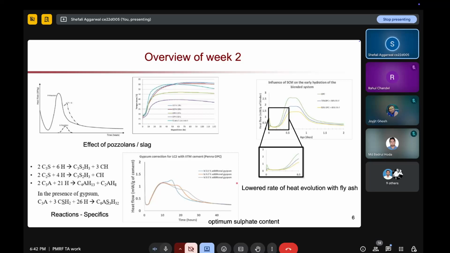This is actually called the optimum sulfate content. So how do we optimize the sulfate content in our cement? We can do it by adding extra gypsum, which will decrease the second peak. And when we get this gray type of peak, where the first initial peak is higher than the second peak, that is your optimum content of gypsum. Okay.